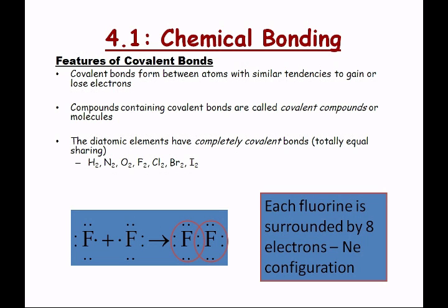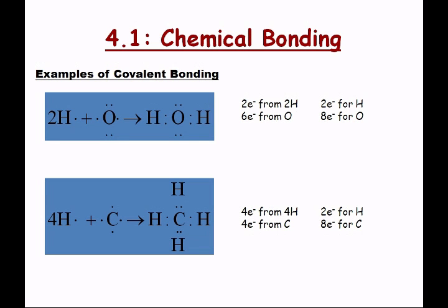Again, I want to emphasize that these non-metals to non-metals, they share their electrons so they can attain the noble gas configurations, okay? Like fluorine, in this case, wants to attain the neon configuration. Okay? So, let's think about covalent bonding with molecules with more than one bond. Instead of looking at the halogens and hydrogen, let's look, for example, at water. Or oxygen in particular first.